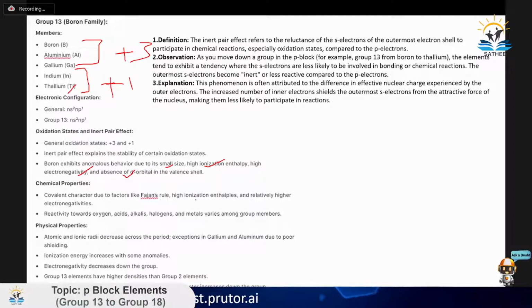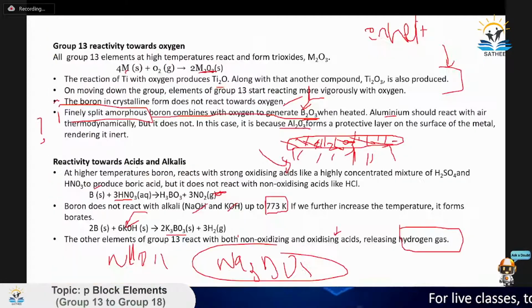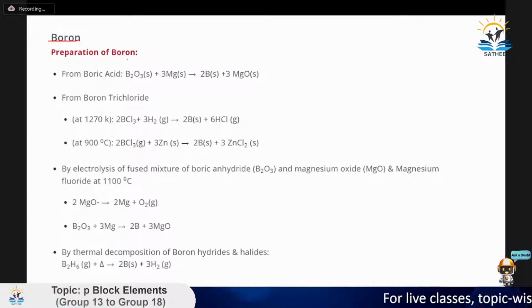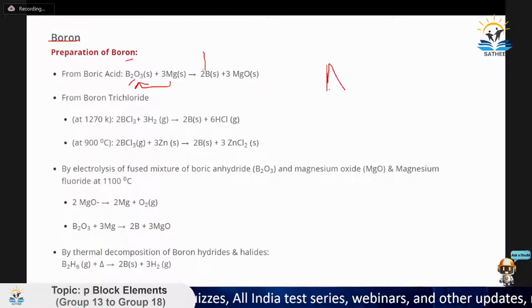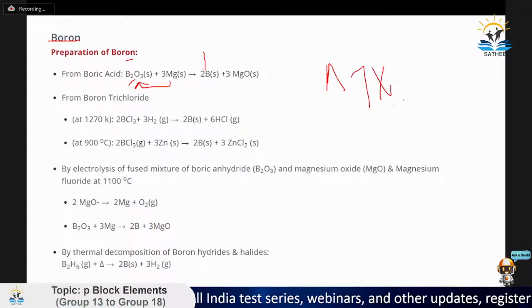So why does it do it? Particularly because of its small size. Because it has a small size, it has a high ionization enthalpy and a high electronegativity, and there are no d orbitals. Now let's talk about boron's preparations. So we just saw that you can use B2O3, put some metal around it, particularly you could even use Mg, or any other metal, and that will give you boron, right? Similarly, you could use boron trichloride, because we saw that they form MX3 kind of halides, right?